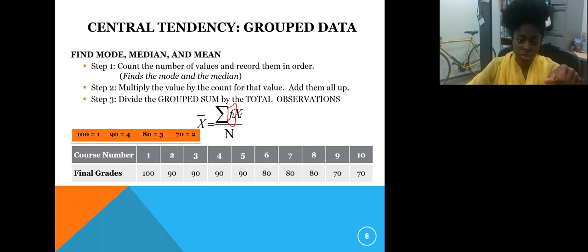In a frequency table, you would see it the way you see in the orange here. You would see 100, and then in the next column you would see 1. You would see 90, and how many people got 90? 4. You would see 80, 3. You would see 70 under frequency, 2. So 2 people got a 70, 3 people got an 80, 4 people got a 90, 1 person got 100. We would see that in our frequency table.